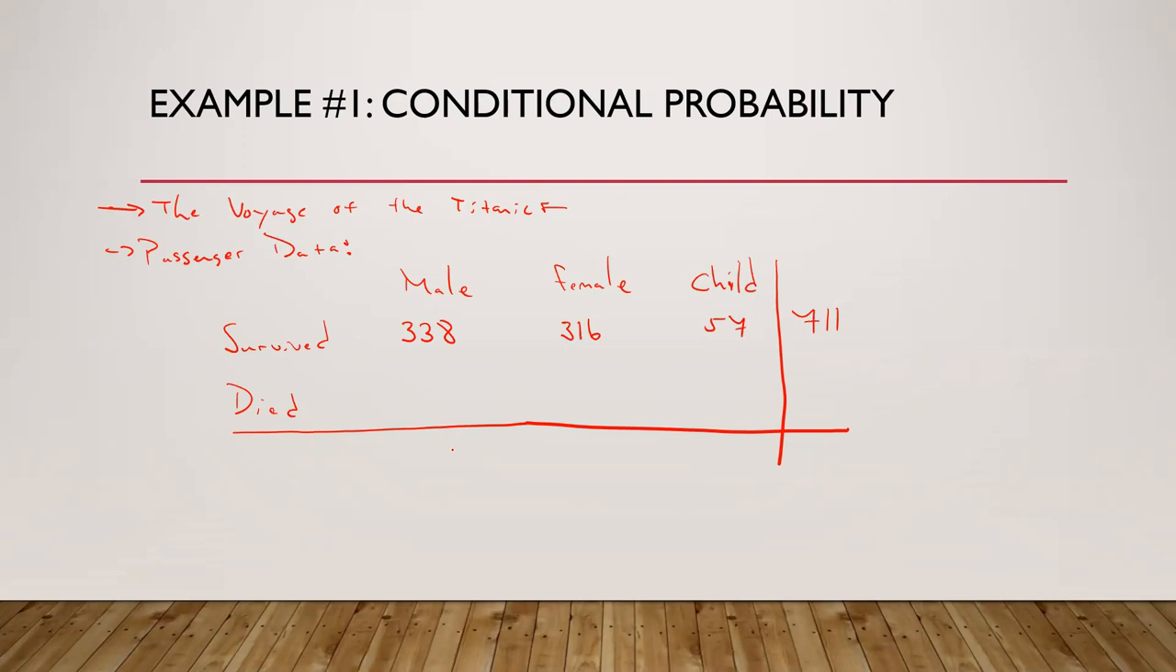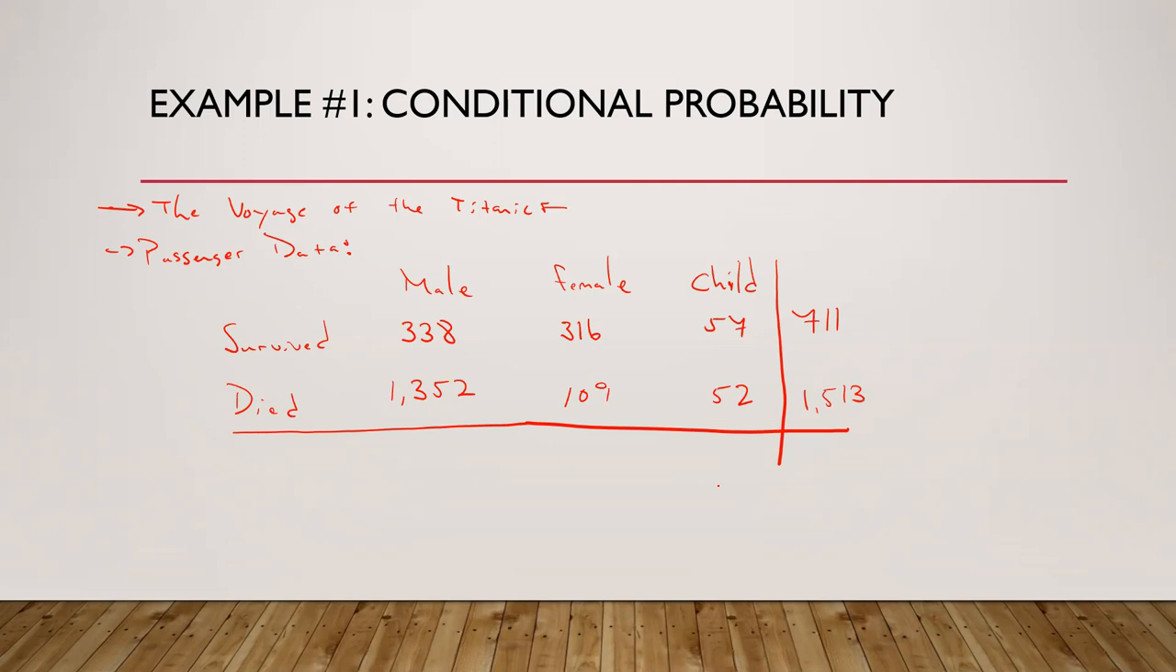All right, now let me give you the number of people who died. Okay. This is a little bit sad, I'm sorry, but 52 children on the Titanic died. 109 females on the Titanic died. And then 1,352 males on the Titanic died. Okay. So the number of total people who died, if you add up this row right here, 1,513 people on the Titanic died.